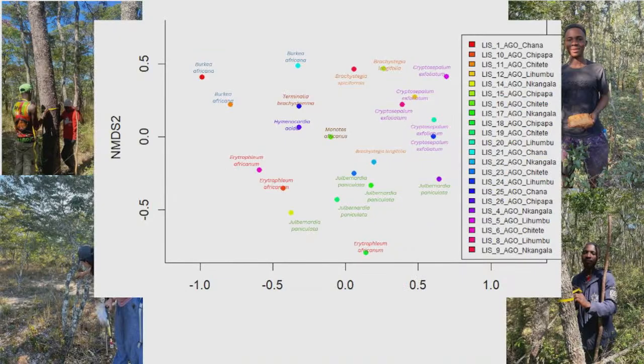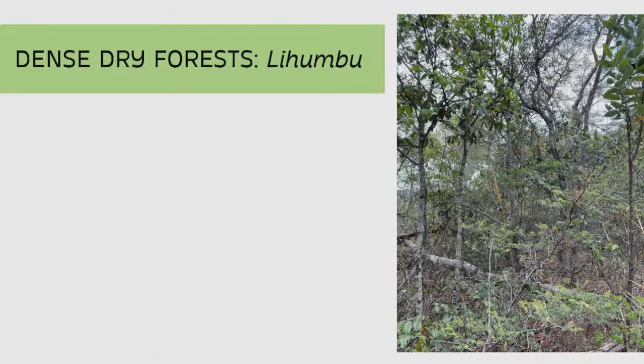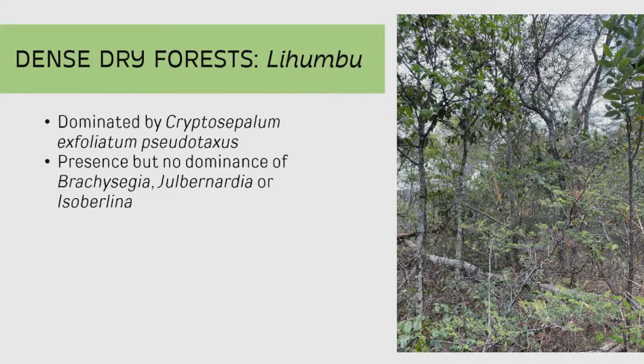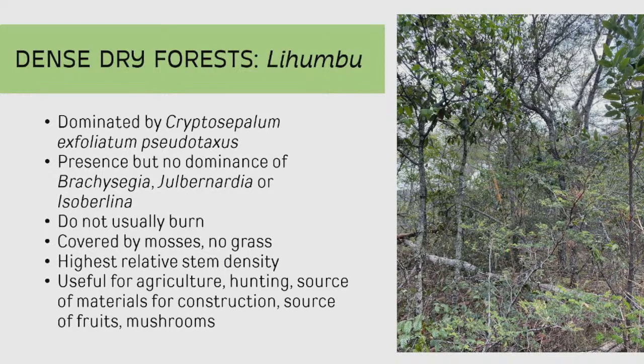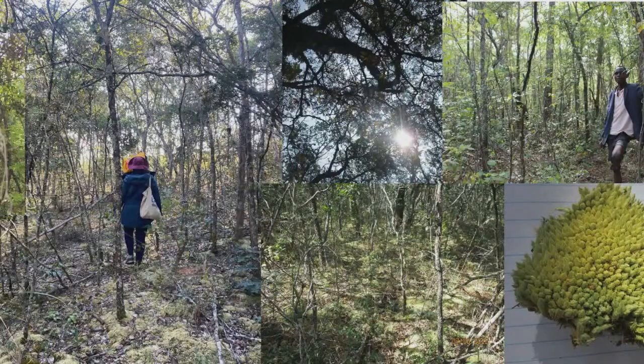So to understand how the plots are disturbed, let me say that we found this pattern here in the plot, and we said, okay, there is Cryptocephalum here, in this area, and we could say, is it a dry forest? Why? We say that because it is dominated by Cryptocephalum. Of course, we have Brachystegia and Jubernadia, but they are not the main dominant species. There is no fire in the area. It is just mosses and grass, high relative density, and the people also use the area for different purposes. This area looks like this.